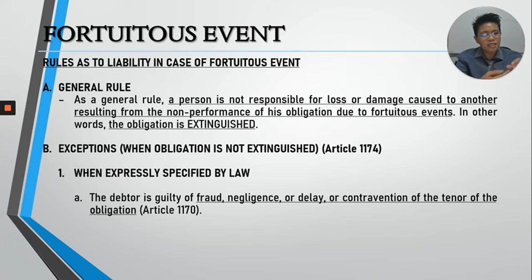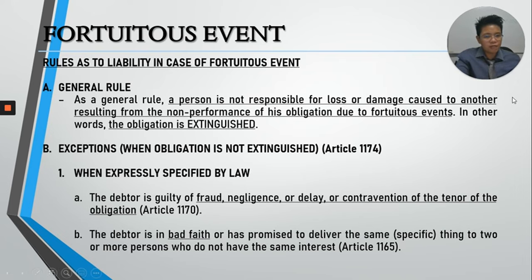Bakit? Kasi may kaakibat na siya na 4 na grounds for liability. So, kapag pumasok na yung 4 na yun, remember, even if the object is lost by a fortuitous event, the debtor is still liable. Basta pumasok niya, kahit isa sa 4 na yan. Remember also. What else? Number 2, debtor is in bad faith. He promised to deliver the same specific object to 2 or more persons who do not have the same interest. Same specific car. Sabi ko, bigay ko sa iyo to A, deliver ko sa iyo bukas. Tapos nakita ko mamaya si B, B, deliver ko to sa'yo bukas, same specific car na pinangako ko rin kay A.